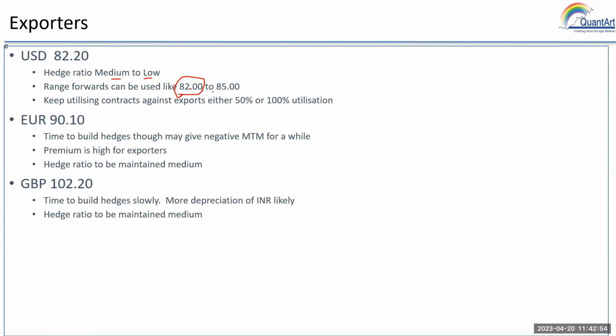However, if it depreciates, you can get the benefit up to 85, and you can actually design this level as 86, 87, 88 also. If you're doing it for 1 year, I would say why not take it to 87, 88. So you keep your option open that if rupee depreciates, you get the benefit. So this works quite well. Range forward is working quite well, and you can keep utilizing your contracts against your exports, etc.